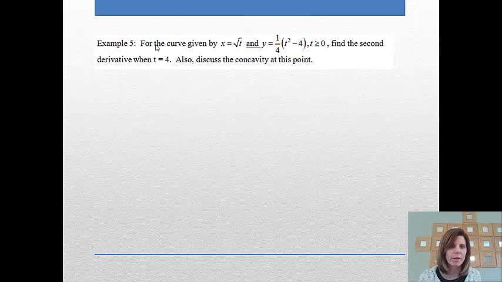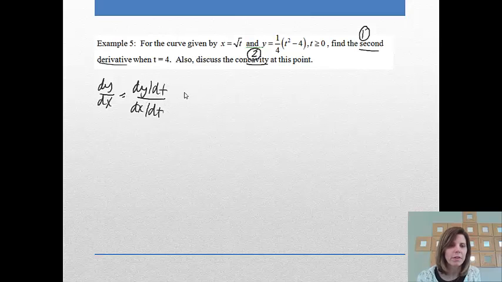So let's try one. It says for the curve given by x equals square root t and y equals 1/4 t squared minus 4, for t is greater than or equal to 0, find the second derivative when t equals 4. And then it says to also discuss the concavity. So we will do that too. We'll do this, and then we'll discuss the concavity. All right, so to get the first derivative, if you recall, we'll find the derivative of the y equation, and divide it by the derivative of the x equation.